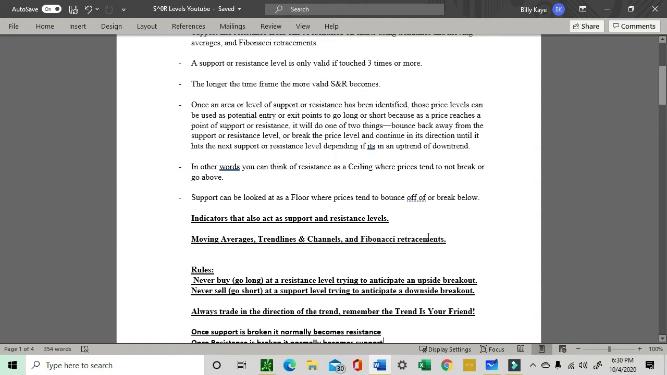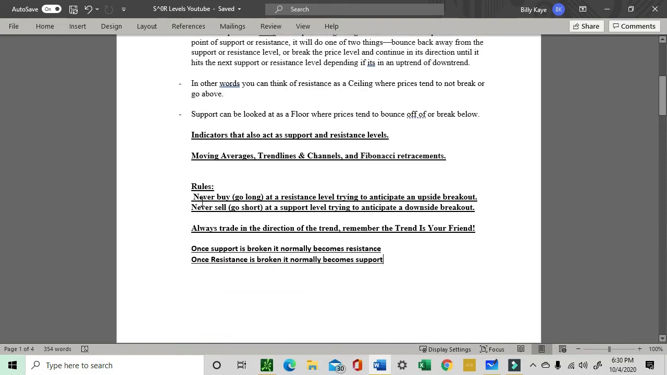I'll give you guys examples of this in the chart. So these are some rules. Never buy or go long at a resistance level trying to anticipate an upside breakout. Never sell or go short at a support level trying to anticipate a downside breakout. Always trade in the direction of the trend. Remember, the trend is your friend. Once support is broken, it normally becomes resistance, and once resistance is broken, it normally becomes support.